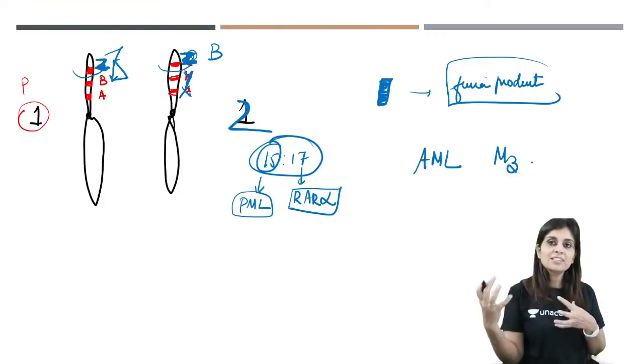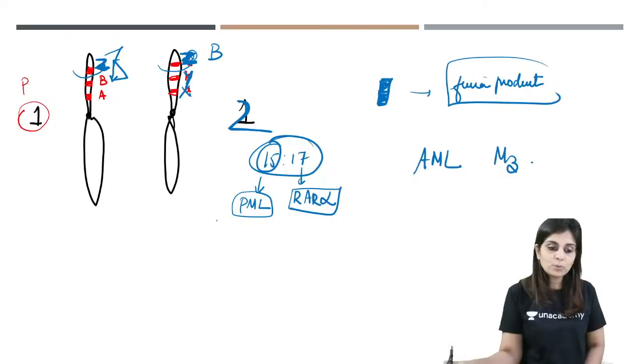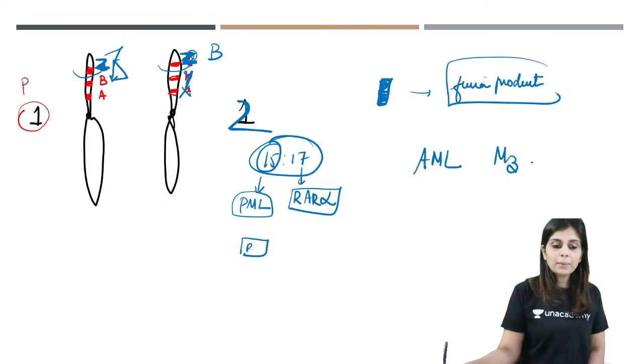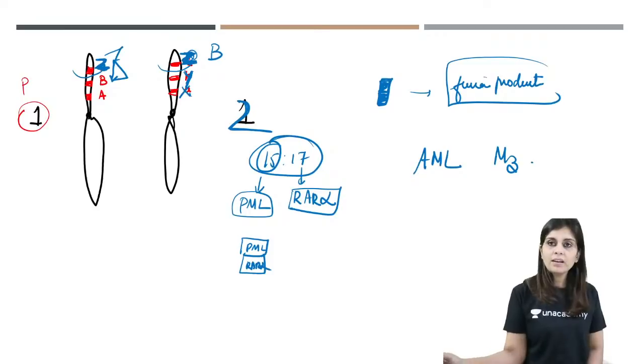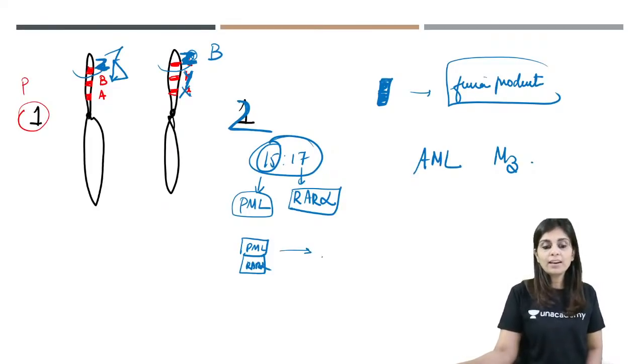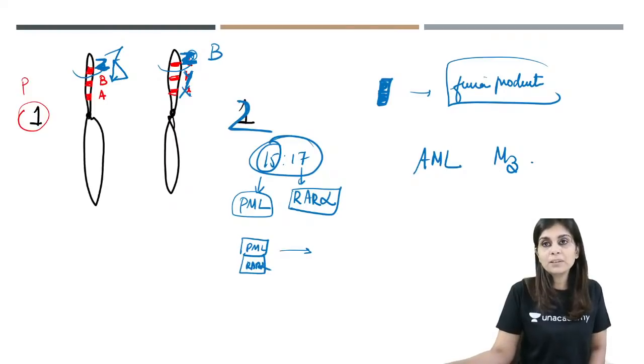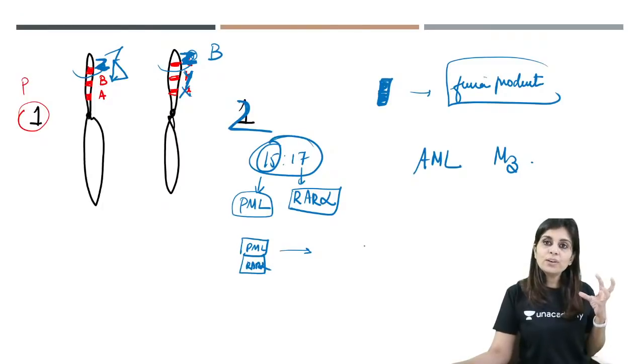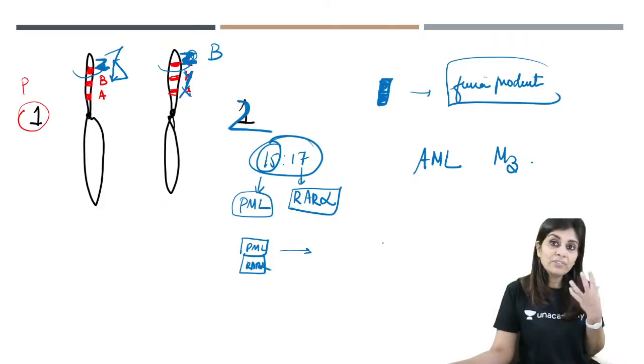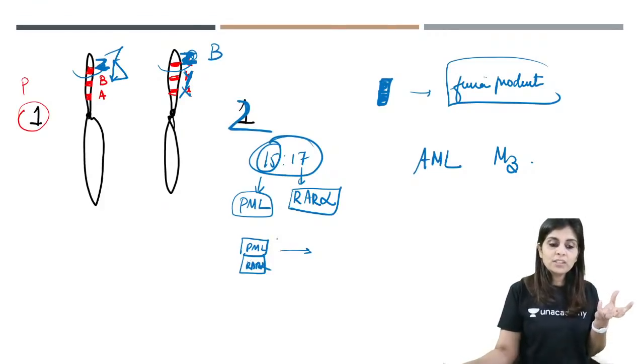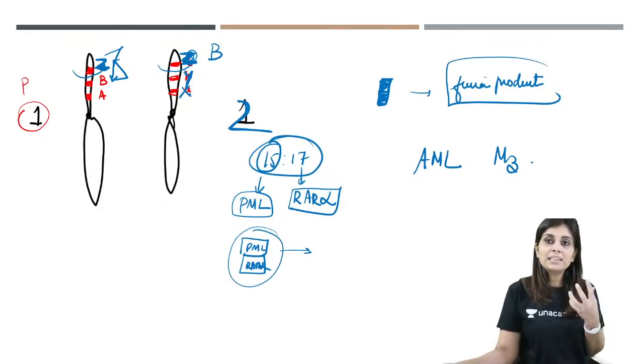So when there is a balanced translocation between these two chromosomes, the PML fragment comes close to the RAR alpha fragment. Together they form one gene and produce a fusion product of retinoic acid receptor alpha. Usually, retinoic acid receptor and RXR together help in growth and differentiation of cells. So this fusion product does not have that effect.